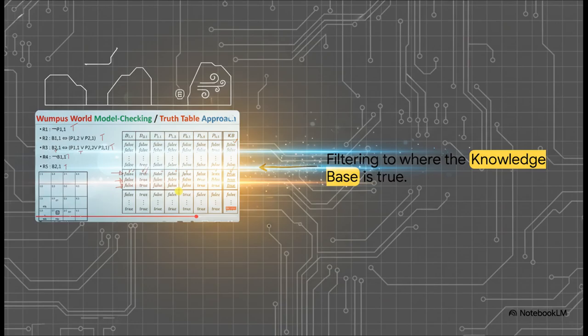So, the absolute crucial point here is filtering down this massive table. The agent's goal is to find the models where the entire knowledge base evaluates to true. Look at that column on the far right. Out of all 128 hypothetical realities, only 3 models perfectly align with everything the agent knows to be true: the general rules of the cave, the lack of a breeze at the start, and the terrifying presence of a breeze at square 2-1. The agent has successfully narrowed reality down to just 3 possibilities.